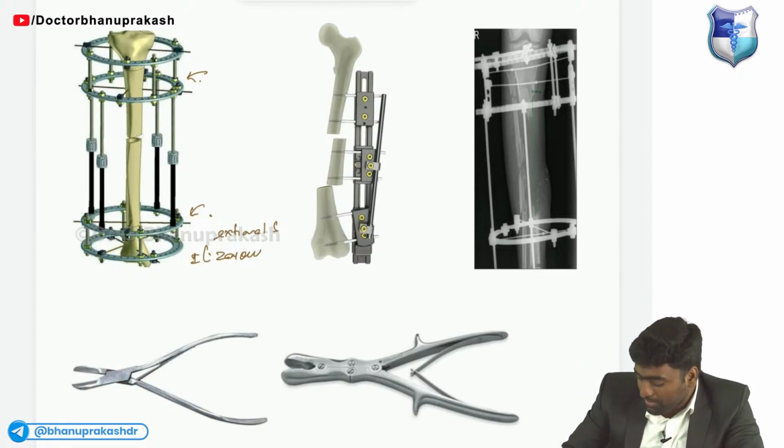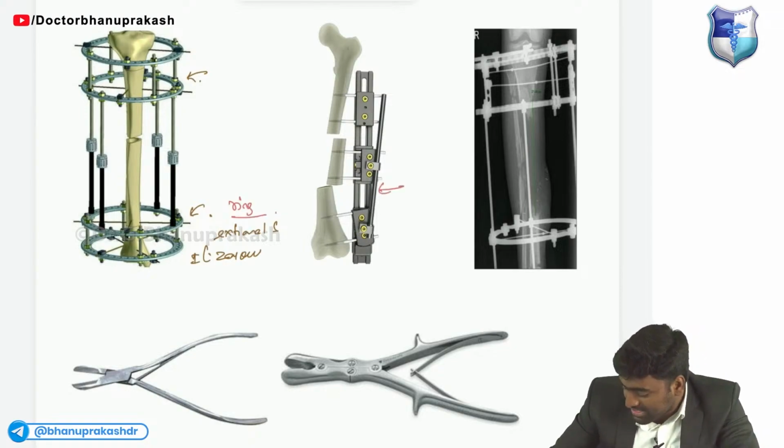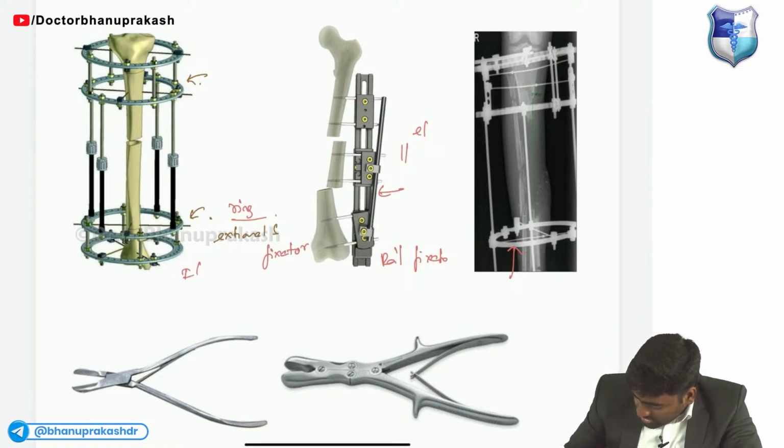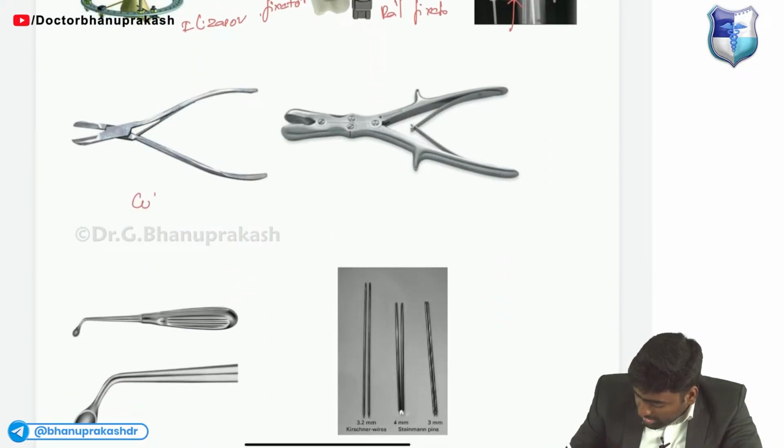So this is the ring-shaped one, the Ilizarov fixator, and if it is straight or parallel, it is the rail fixator. Sometimes they will give you this ring in an X-ray. This is the same Ilizarov fixator. And this is the bone cutter and bone holder.